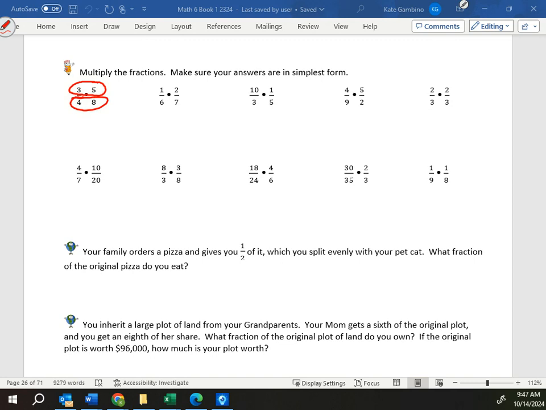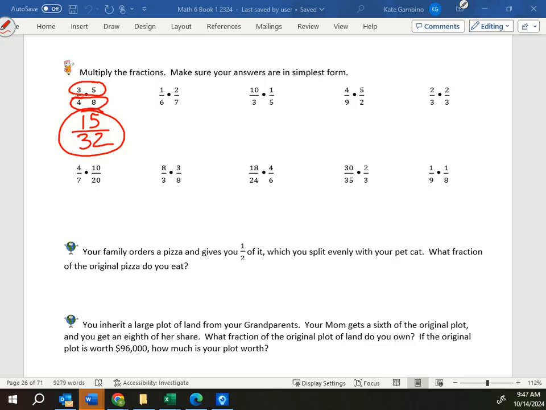So what is 3 times 5? Sarah? 15. What is 4 times 8? 32. Can I get any simpler? Because remember, I'm not done until I check, can I simplify? So let's think about our factors of 15. 1, 3, 5, and 15. None of those can be divided out of 32. So this is as simple as I get.